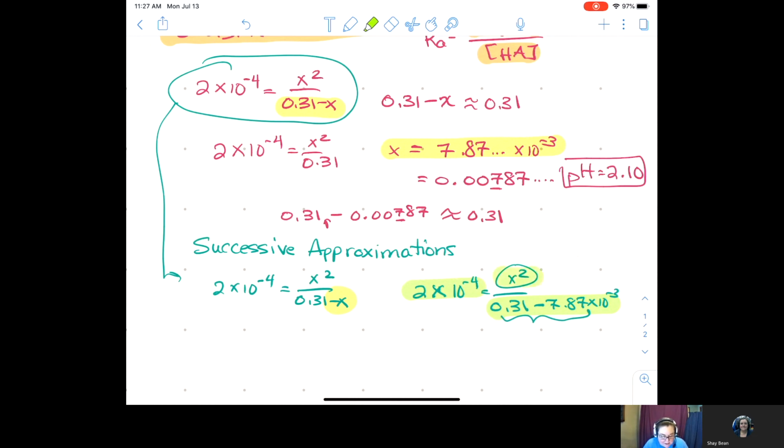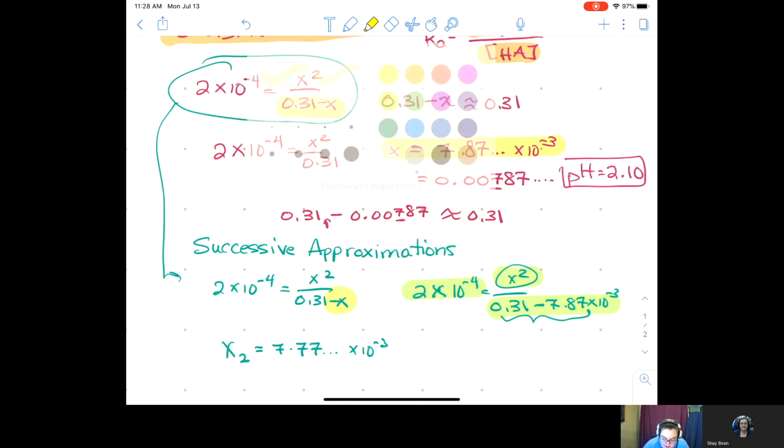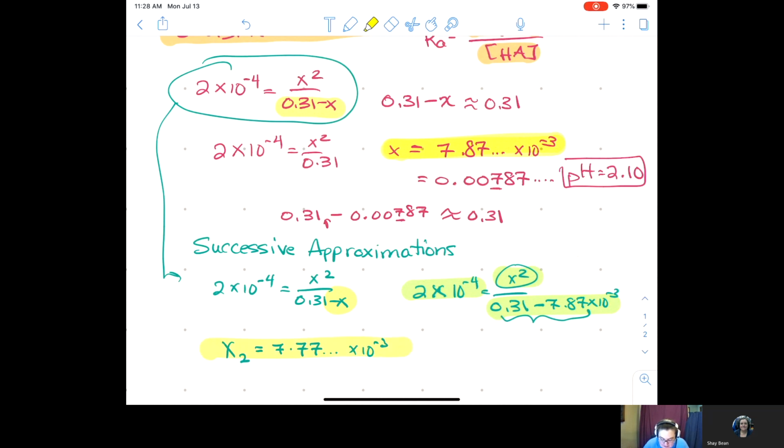And then I'm going to take the square root of it to get my second approximation, and we can call this x2, and it is 7.77... times 10 to the minus 3. Now look how close it was to 7.87, 7.77. So it's off in the second significant figure. 7.8 versus 7.7. That second significant figure is different.